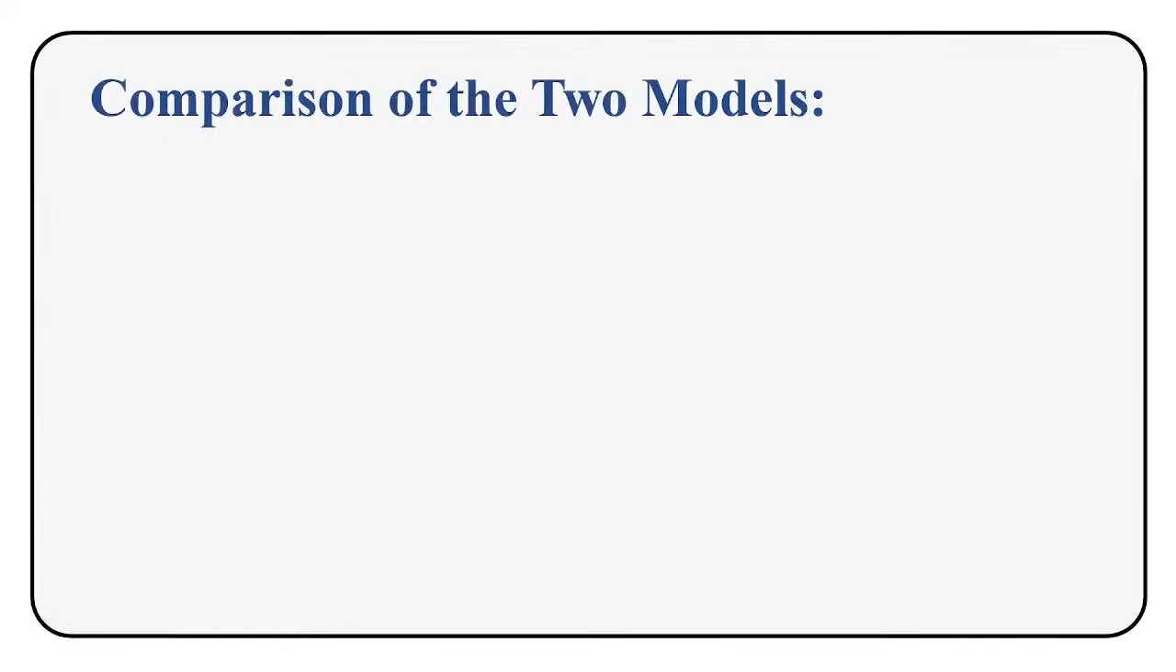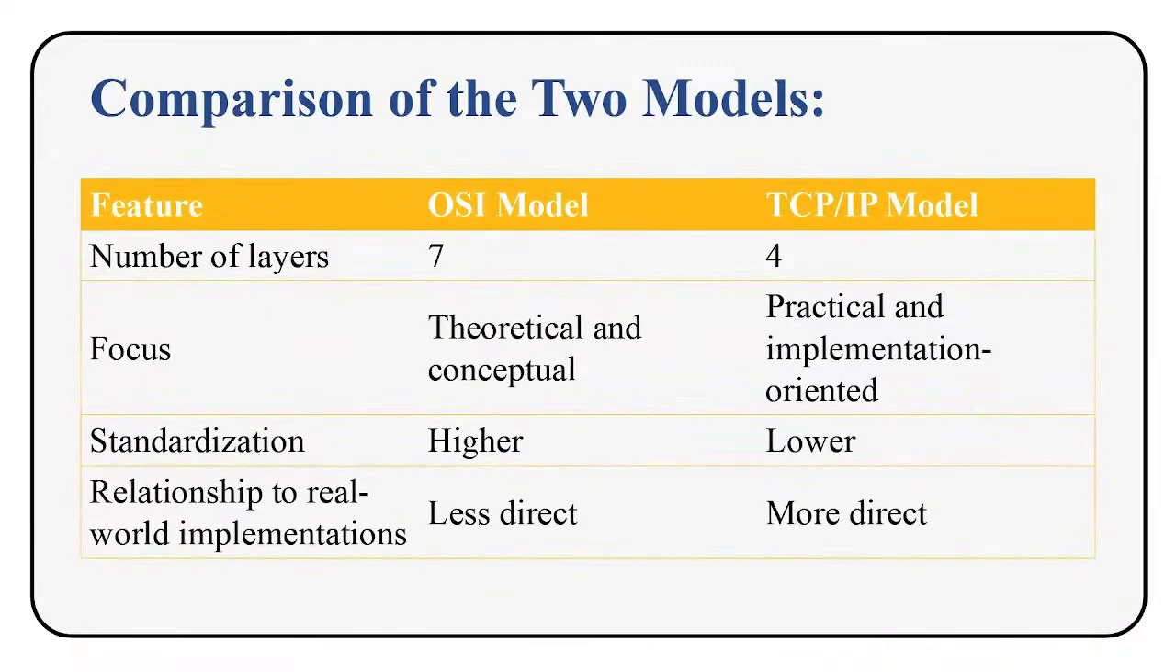Okay, so let's talk about the comparison of the two models. Now, the comparative study is quite simple. When we talk about the features, the number of layers in the OSI model is 7, and in the TCP/IP it's 4. The focus in the case of the OSI model is theoretical and conceptual, but the TCP/IP is the refined model, so it has practical implementations. So it is a practical and implementation oriented model.